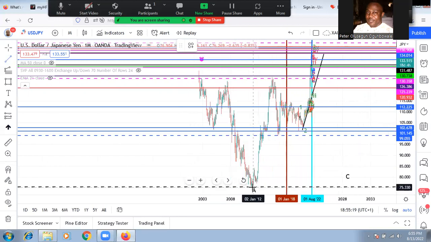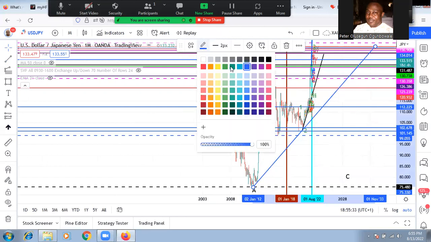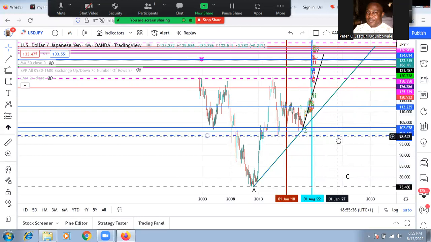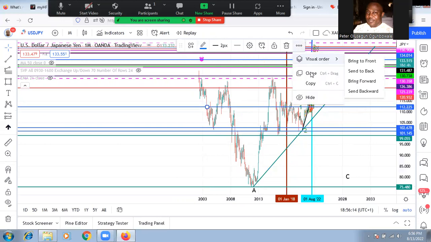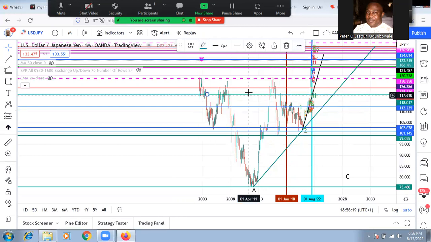So we see this move. And from this level to this level now, up here. That's the I here.